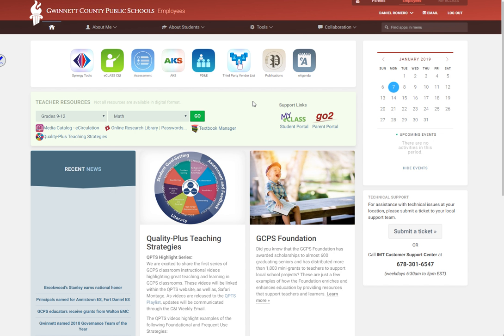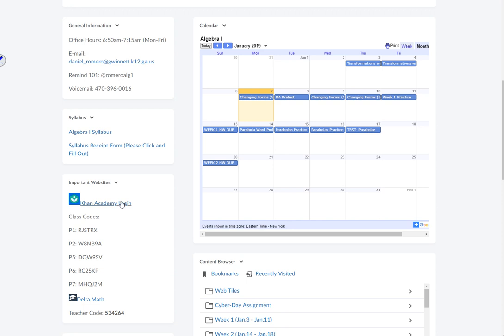Once you click G Suite for Education, you go back to my page. Leave it open. It's going to open up your Google Drive. Click G Suite for Education; you have to do that every single time. Then go back to my page and click Khan Academy Login. After that, you're going to click Continue with Google. The G in G Suite does stand for Google.